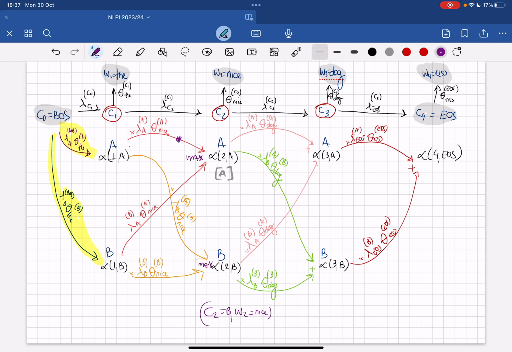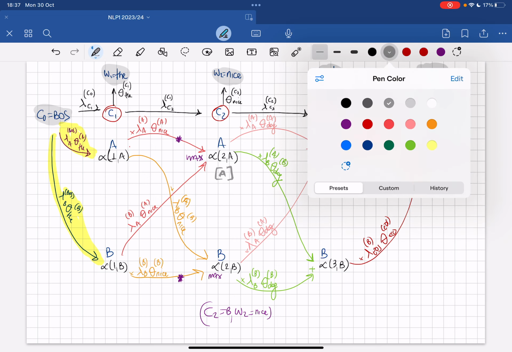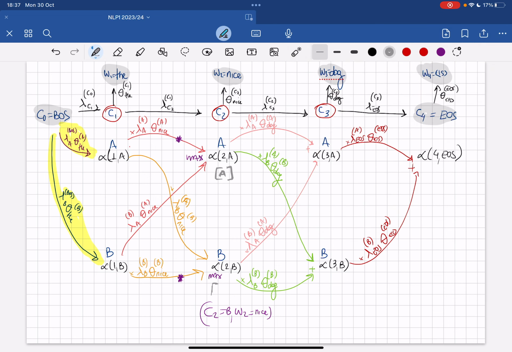And this is what we store in alpha, the max of these two. Let's suppose at this time this is the best value. So I'm going to keep here a little trace of information. Let's say that this edge was the best one, the edge from A. So I'm going to leave a trace saying that I maximize my choice when I continue the sentence from the tag sequence that ended in C1a.